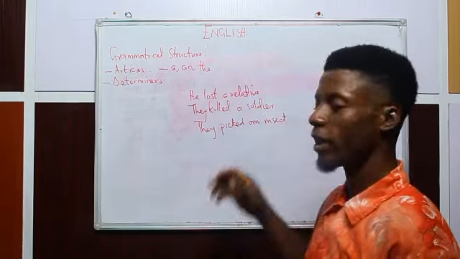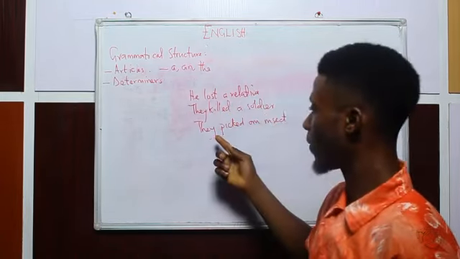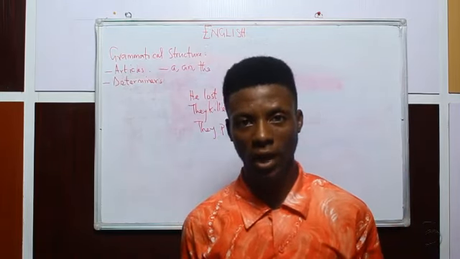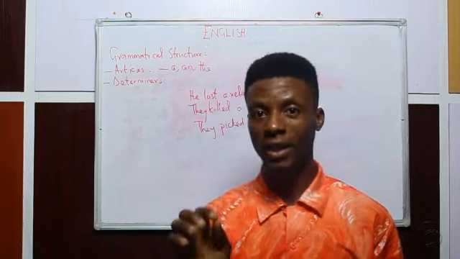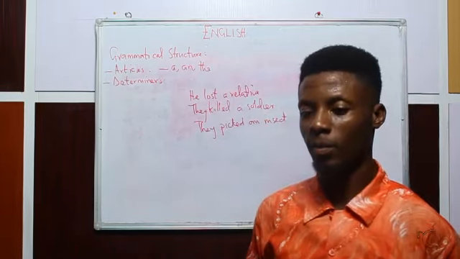Here we have they killed a soldier, not specified. And we have they picked an insect. It could be an ant, a cockroach or a housefly. The kind of insect that the person picked here is not specified.